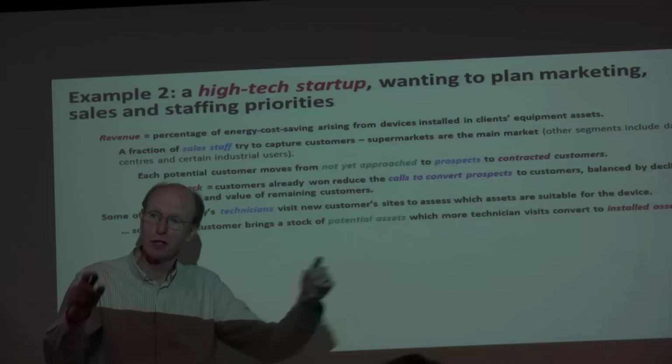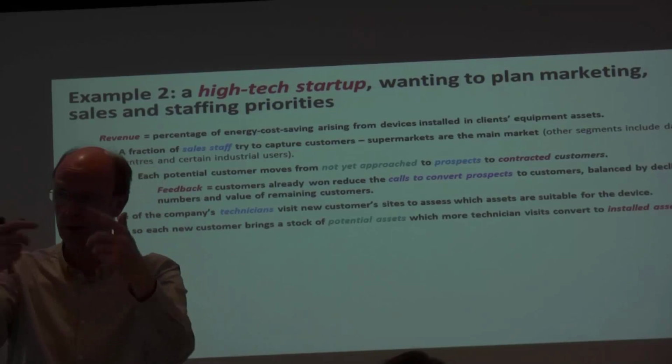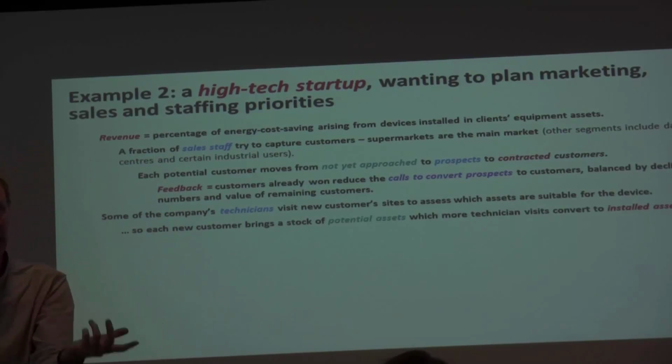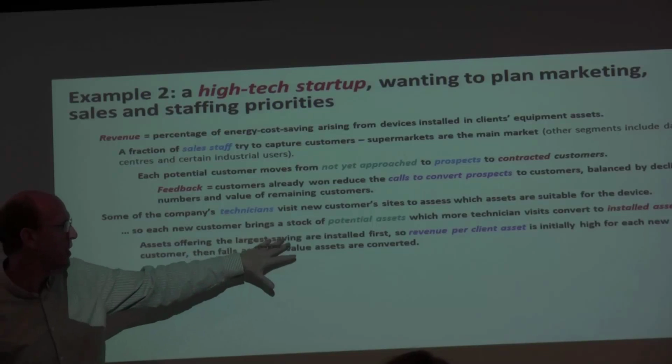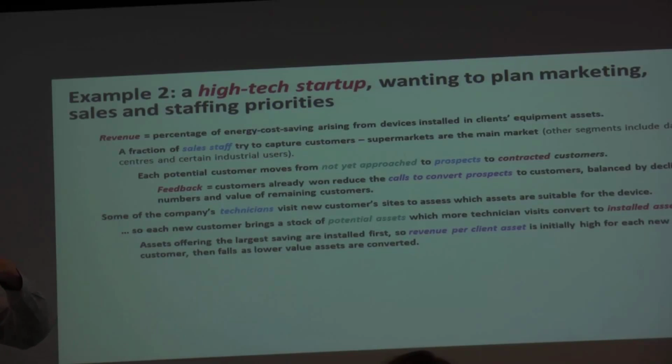Then the technicians actually go out to the stores and actually fit the device. So technicians have got two jobs. Work out whether they can do it or not, and then actually do it if they can do it. Assets offering the largest saving are installed first. So you go to Jumbo's largest supermarket first, then the next largest, then the next largest. So the value to the customer starts high and then the incremental value drops as you install more units.